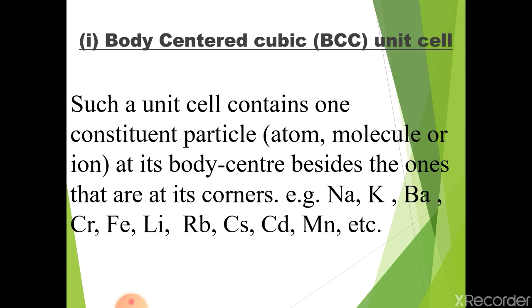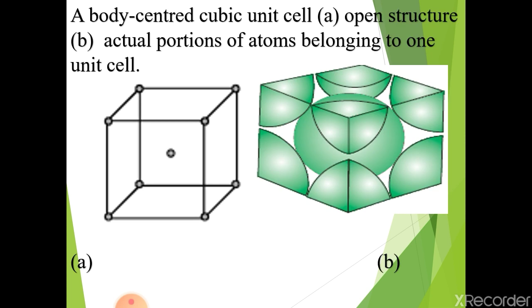Some examples of BCC are alkali metals such as lithium, sodium, potassium, alkaline earth metal barium, d block elements chromium, iron, cadmium, Mn, etc. These are common examples of this type of unit cell. Next, look at the diagram of BCC. Here also two diagrams are focused. One open structure, second actual portion of the atoms belonging to one unit cell.